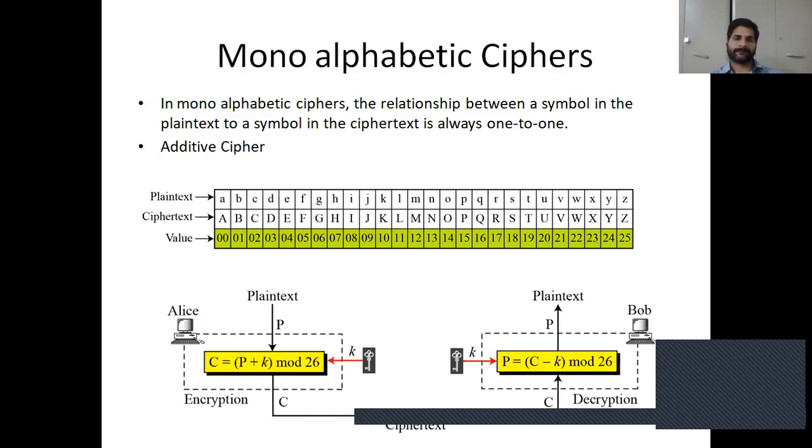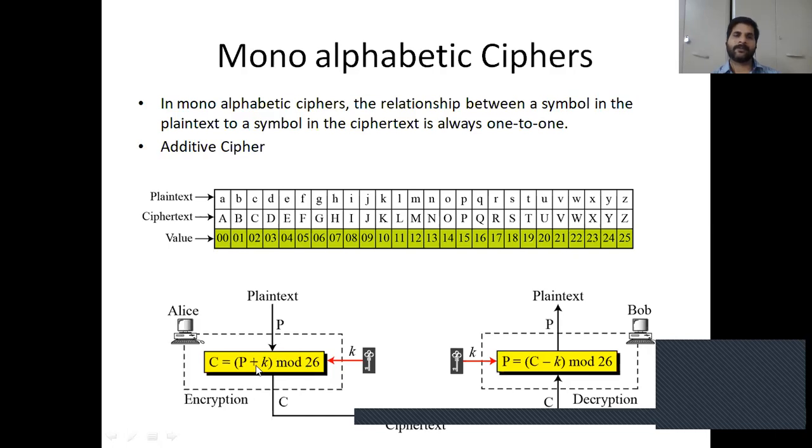Now suppose Alice wants to send a message to Bob. Using the monoalphabetic substitution cipher, we encrypt the message, the plain text, with the help of a key. Suppose the key is given, so the plain text is encrypted in this way: ciphertext equals plain text plus key mod 26.